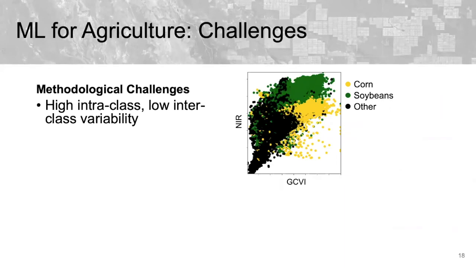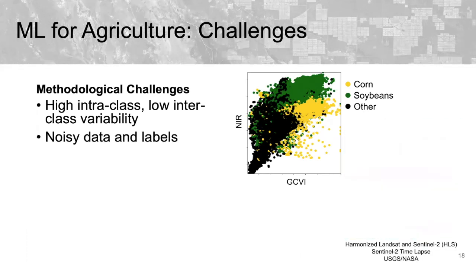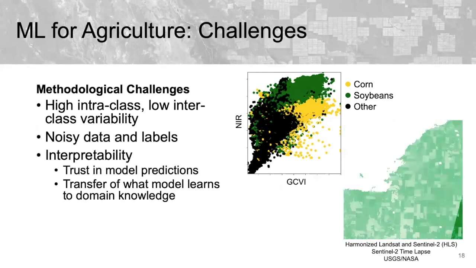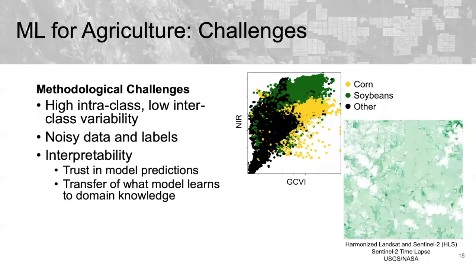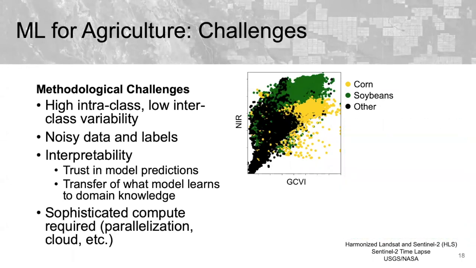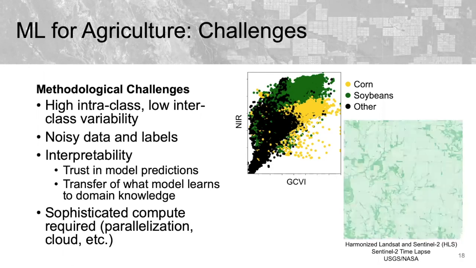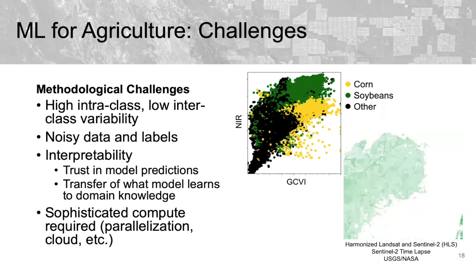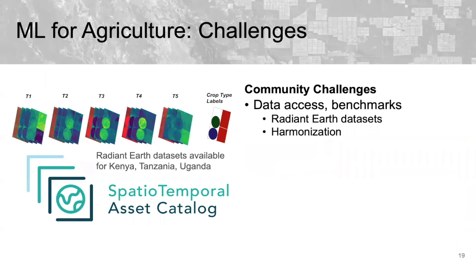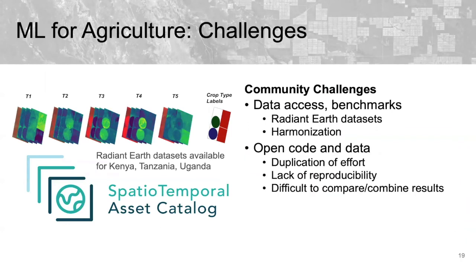So some challenges for agriculture are that we have really high intraclass variability and really low interclass variability. So corn might look very different across the world, but corn and soybean might look very similar spectrally. We also have very noisy data and labels in many cases. We've heard a lot about interpretability today also. And of course, we have very sophisticated compute requirements for these types of data as well. We've also talked a lot about benchmarks, so I'm not going to spend time on that.